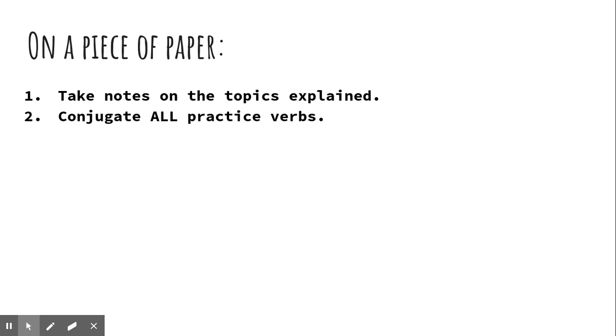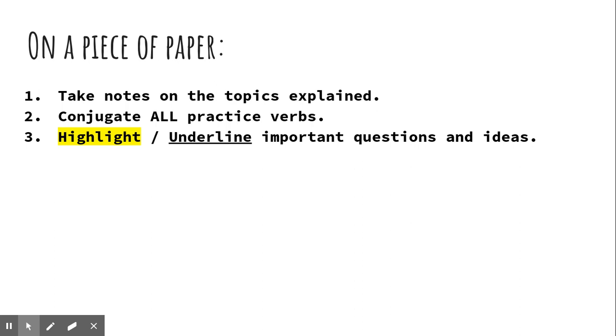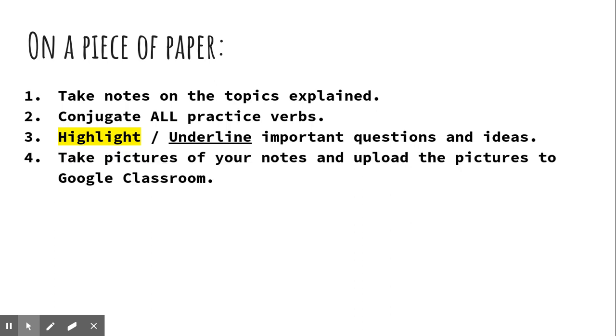First of all, these are going to be your notes. So on a piece of paper, take notes on the topics explained. Make sure you conjugate all the practice verbs on this set of notes. Highlight or underline important questions and ideas. And finally, once you're done, take pictures of your notes and upload those pictures to Google Classroom so you can get credit for this assignment.